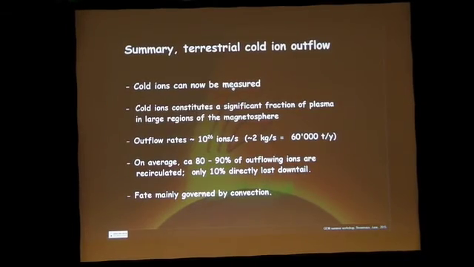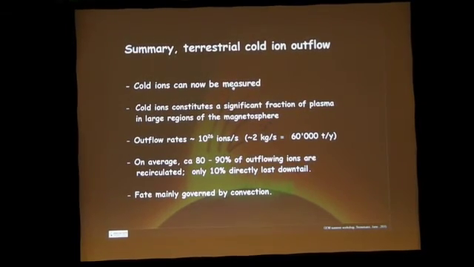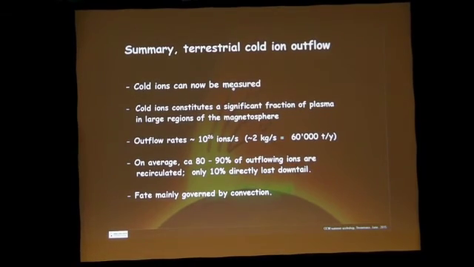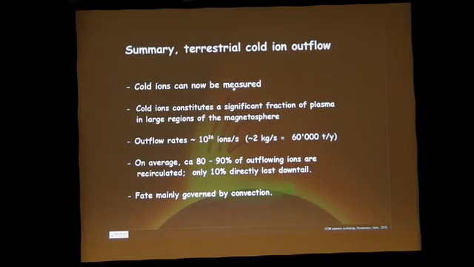So to summarize, very important, cold ions can now be measured. And we note that the upcoming MMS mission has the same capabilities as Cluster. You have these two complementary instruments. So there's a great potential to do these kinds of studies also with the MMS mission. Cold ions constitute a significant supply of plasma to the plasma sheet. And cold plasma is actually dominant in large regions of space, in particular the polar cap and lobe regions.